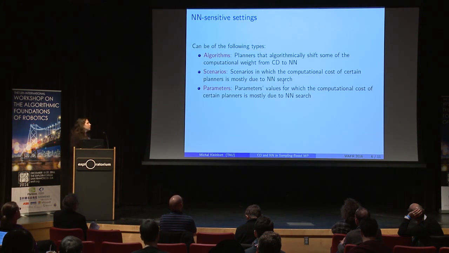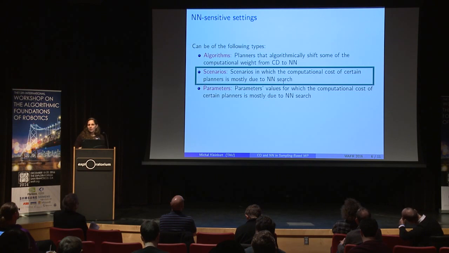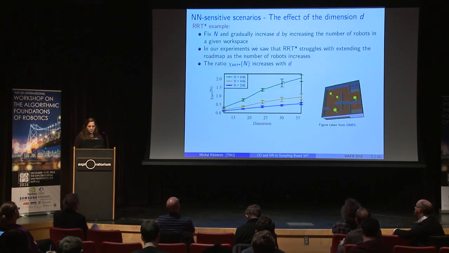The second type is NN-sensitive scenarios, in which the computational cost of certain planners is mostly due to nearest neighbor search. And the last type is NN-sensitive parameters, which are values of algorithm parameters for which the computational cost of certain planners is mostly due to nearest neighbor search. And here I will only demonstrate NN-sensitive scenarios due to lack of time. And I will focus on the effect of the dimension d of the configuration space.